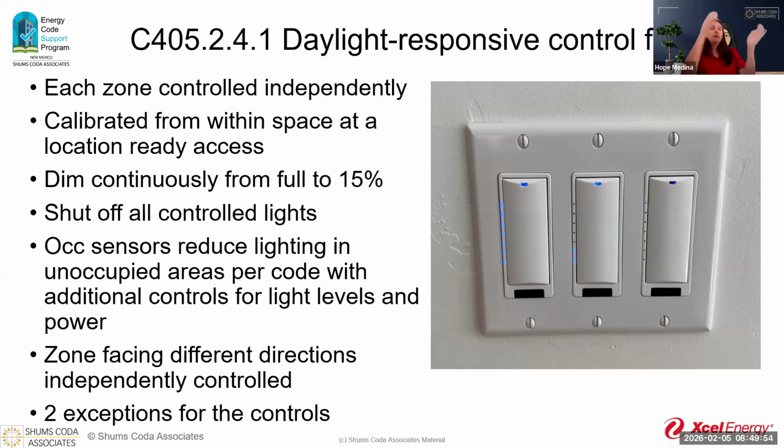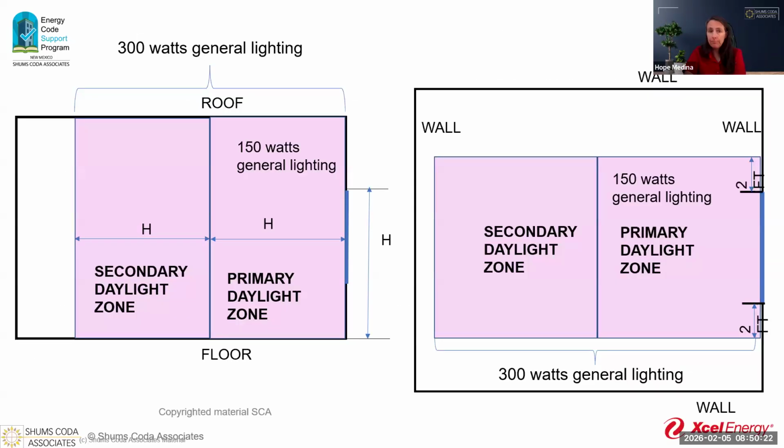controlled independently. You're going to have the ability where it's going to have dimmability functions, where it could be all the way on, all the way down to 15%. It does have the ability that it can shut off all of the lights, and that you could have occupancy sensors that are going to reduce the lighting in those unoccupied areas, in addition to the daylighting controls. Now, there are a couple of exceptions here, but this is to determine how you figure out the measurements for a daylight zone.